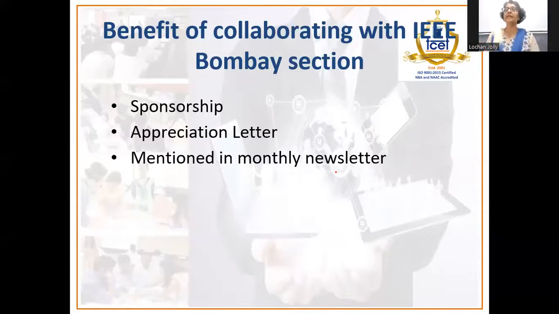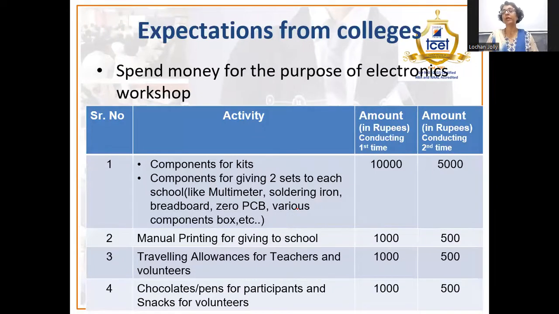All of you are active student branches, and IEEE provides sponsorship for conducting the STEM workshop for all active student branches. When you collaborate with this, what you get is, as I told you, the sponsorship, then an appreciation letter from IEEE Bombay section. Once we complete this phase two and publish the report, which we'll prepare with the collective effort of all the student branches coming together, we will be able to get a good article published in the monthly newsletter of IEEE Bombay section. And also when you upload on V2S, you get the credits.